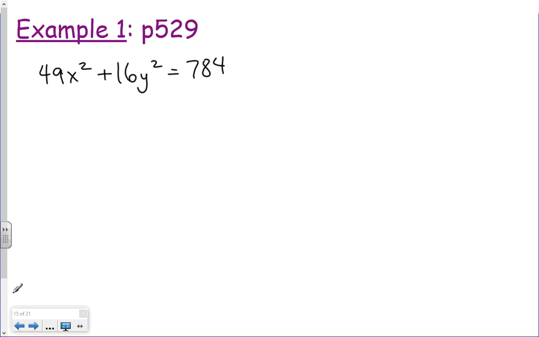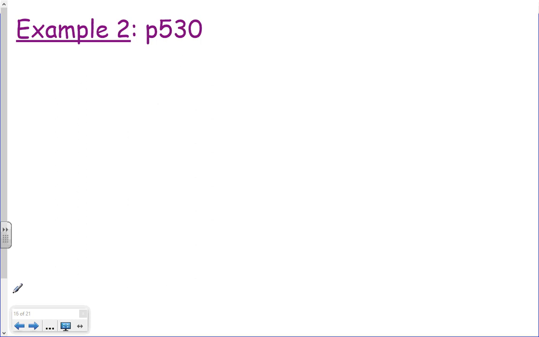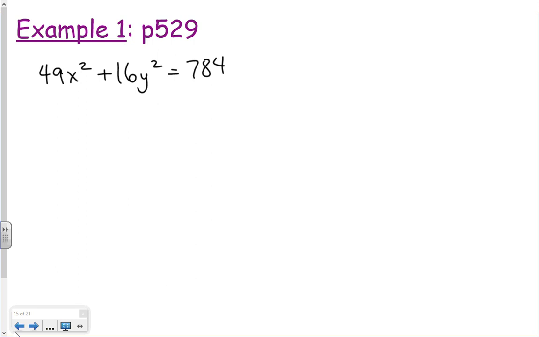All right. It says for part A, sketch the graph and show the two foci and the two directrices. All right, so we're going to sketch this equation. I think to help us sketch it, though, it'll be easiest if I get it into that center radius form. So let's do that.